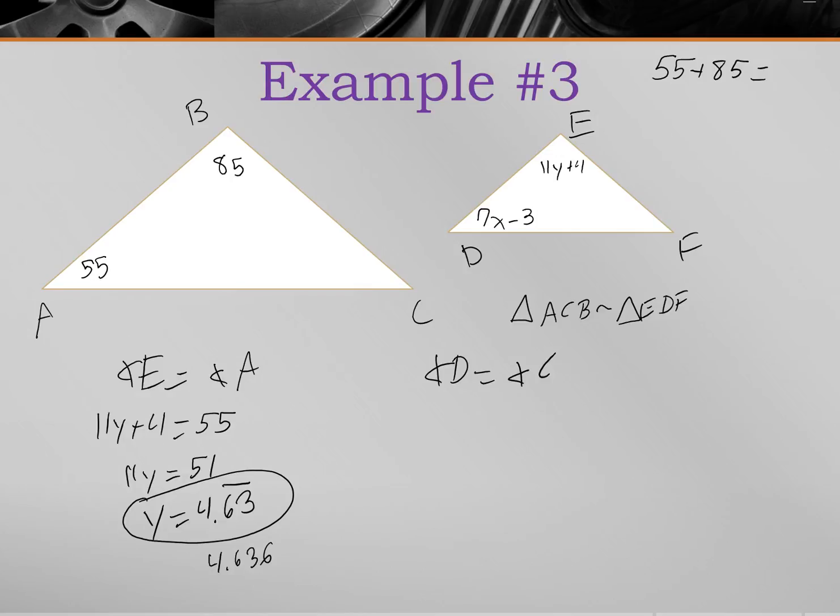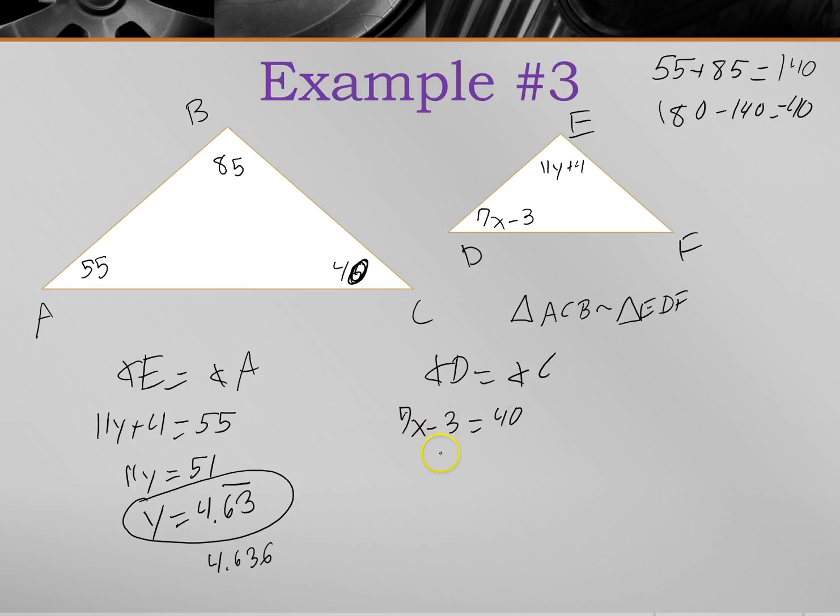I have different numbers in my book. That's what messed me up. Okay. That equals a total of 140. Therefore, the missing angle, 180 minus 140, has to equal 40. So that's what we're going to solve. We're going to set angle D, 7x minus 3, equal to 40. Has to be the missing angle. It should be 40.